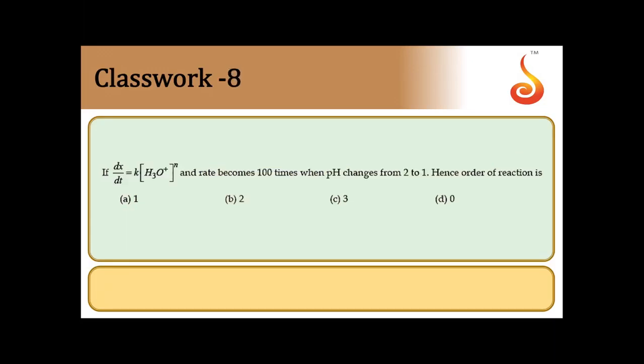Next one, eighth one. So dx by dt, nothing but rate. Rate is given as k into H plus to the power of n. Rate becomes 100 times when pH is changing from 2 to 1. Then what is the order of reaction?